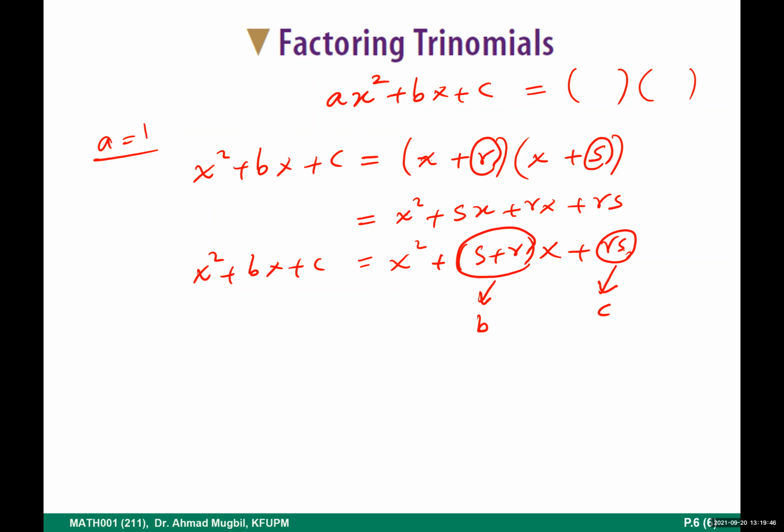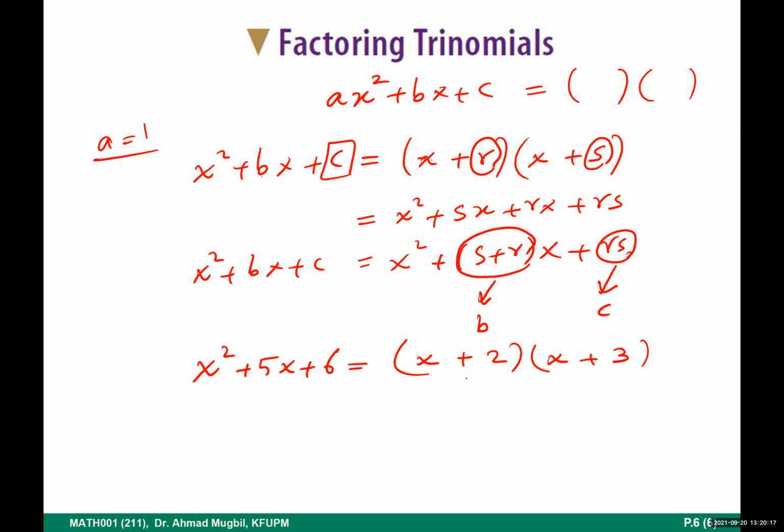So in fact, when you have something like this, you are looking for 2 numbers whose product is c and whose sum is b. Let me give you this example: x squared plus 5x plus 6 equals what? We will look for 2 numbers. The product of them is 6, and the sum of them is 5. For x squared, it is not difficult, it is x times x. So what are the numbers? 2 and 3. x plus 2 times x plus 3.